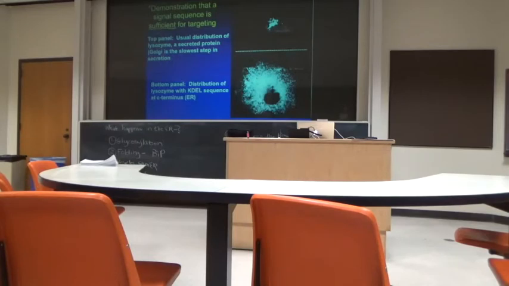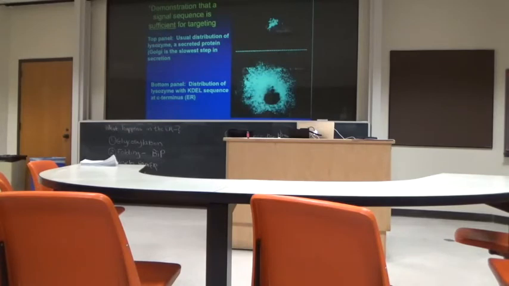You end up, it's secreted. You can't see that because it's all washed away once it's secreted. But this is the distribution you'd expect for a secreted protein. Boom, completely different with KDEL added to the C terminus. Now we've got the ER distribution, this ER thing.